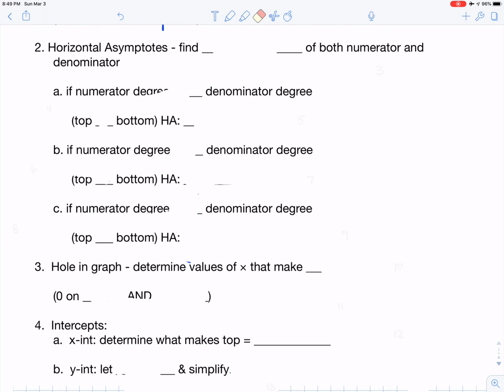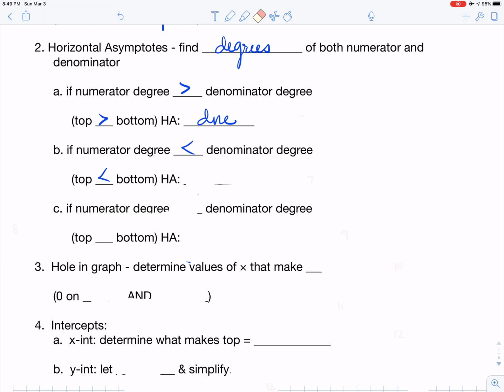Horizontal asymptotes, this has nothing to do with finding zeros of anything. Horizontal asymptotes are going to occur when you are looking at the degree on the top, or in the numerator, and the degree of the denominator. So the first thing is that if the degree up on top is greater than the degree down on bottom, then there is no horizontal asymptote. DNE means it does not exist. There is no horizontal asymptote if the degree on top is higher than the degree on bottom.